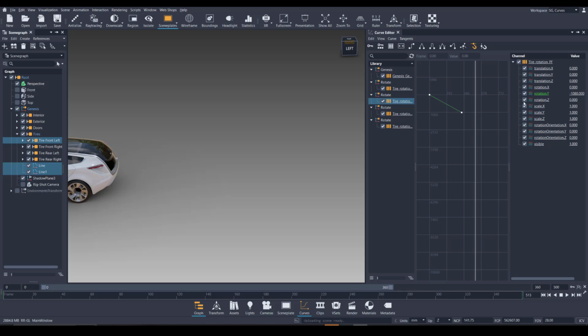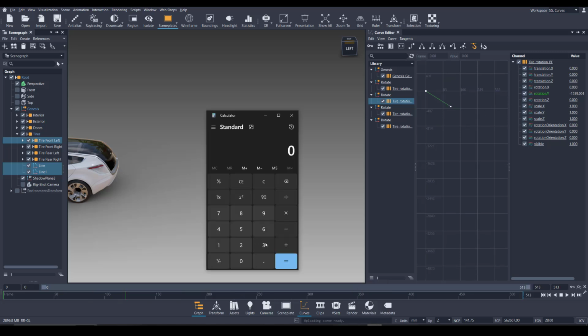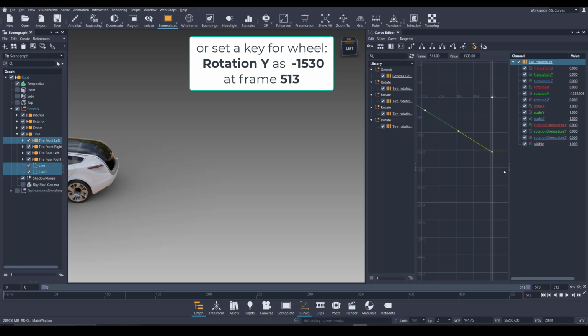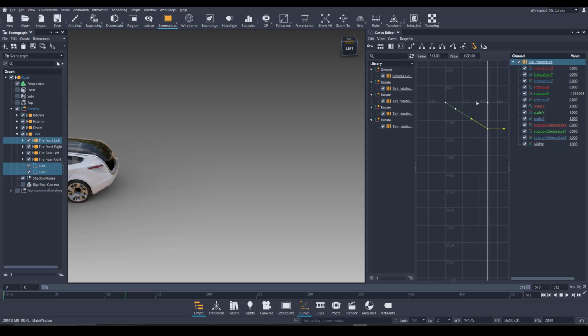this frame. So if I open my calculator and I say 360, which is 1 revolution, times 4 point, what was it? I don't remember, around that. So we should get to somewhere close to 1530. Let's see if it does when I set an infinite key on 513, my last frame. I'll just key that, and yes, it's very close.